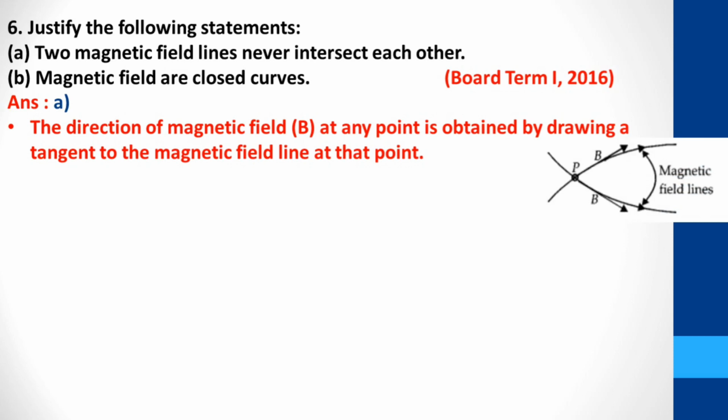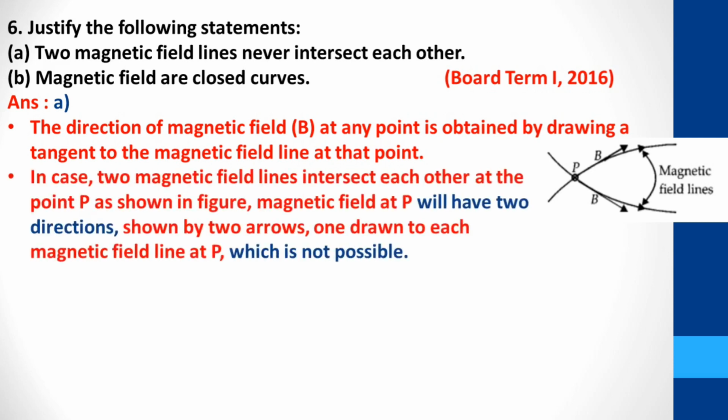So if two magnetic field lines intersect, it means at that point, if we can draw two tangents, the magnetic field lines will have two different directions, which is not at all possible. So magnetic field lines never intersect with each other because it is always flowing from the north pole to the south pole of a magnet.